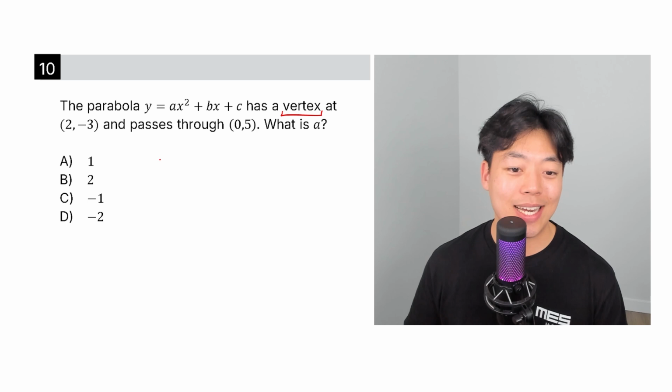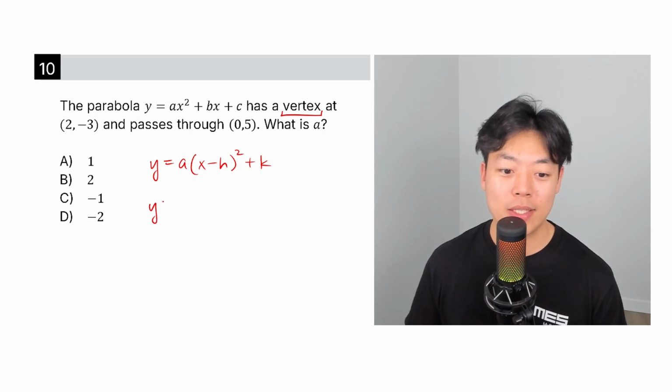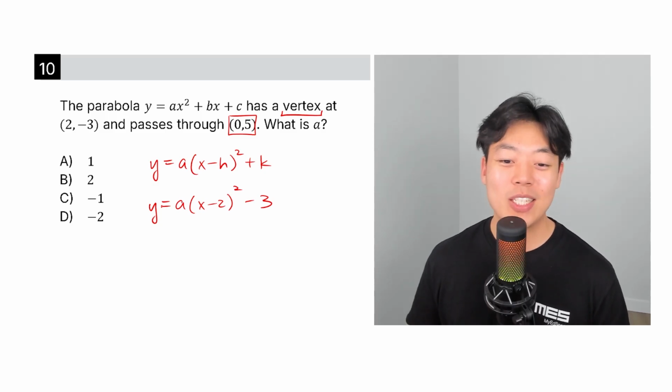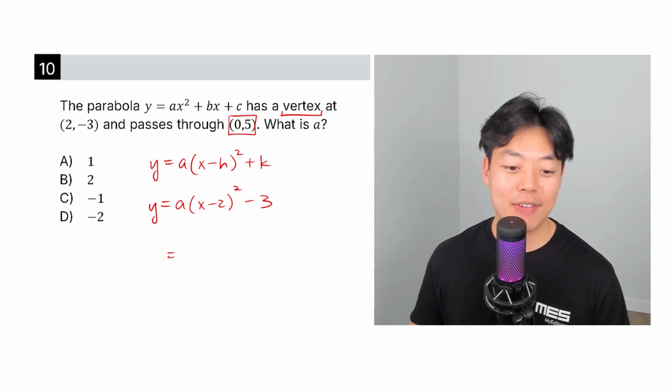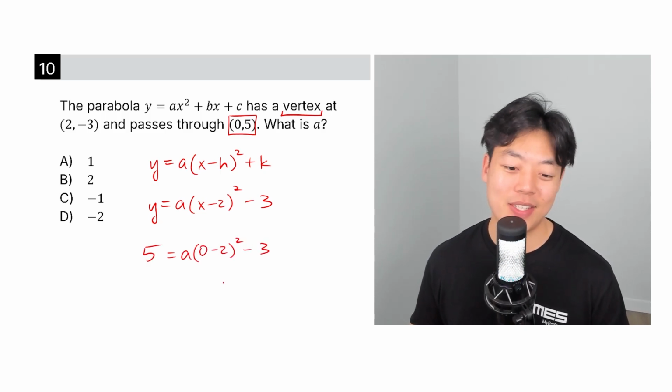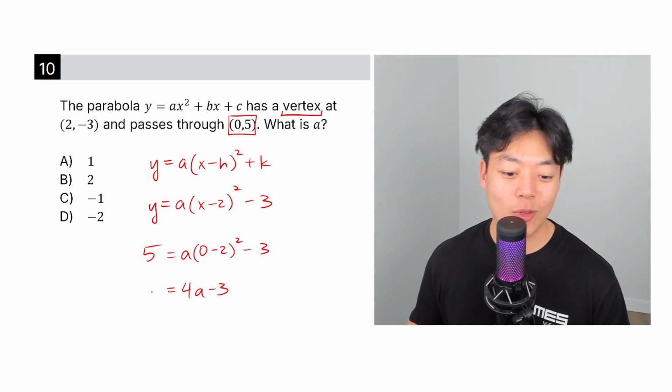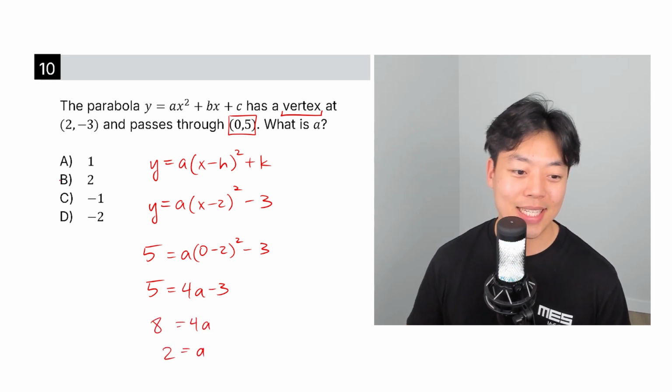So what we do here instead is we set up a times x minus h squared plus k. Our vertex is 2, negative 3. So that gives us y is equal to a times x minus 2 squared minus 3. We know that 0, 5 is a point that this parabola passes through. So we'll plug in 0, 5. 5 goes for y, 0 goes for the x, and from here, it's just simple arithmetic. Negative 2 squared is positive 4. So 4a minus 3 is equal to 5, 4a is equal to 8, and therefore a is equal to 2.